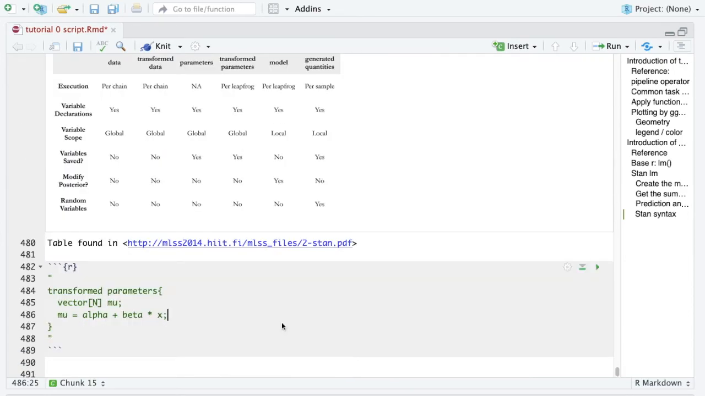If you don't want to declare mu twice, you can actually declare mu in the transformed parameters block. If you declare mu in the transformed parameters block, it can be directly accessed in the model block and the generated quantities block. This is the end of tutorial 0.4. I hope this video can help you reduce the time spent debugging the Stan model.